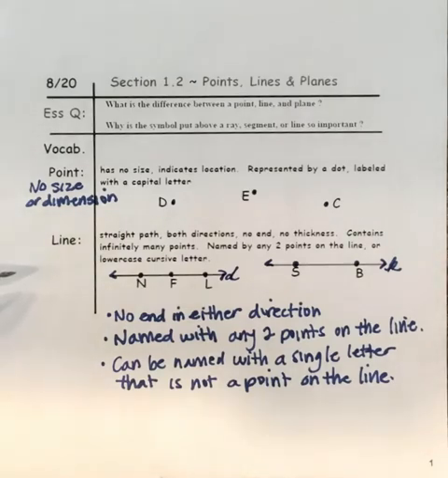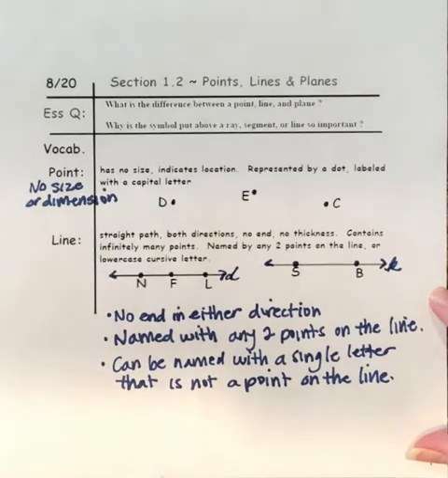So basically some of the vocabulary that we're going to be using in this chapter is the idea of a point. It's pretty much just a dot. It indicates just one specific point in space somewhere, no size, no dimension, and it's named with a capital letter.